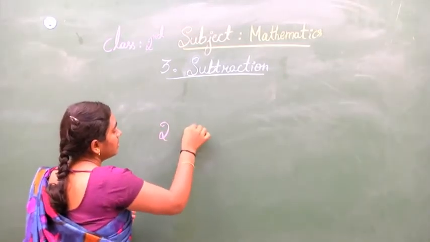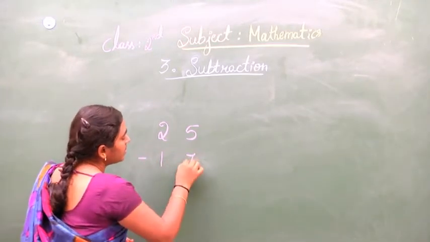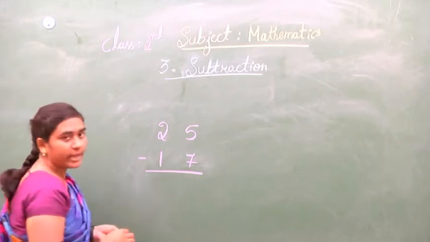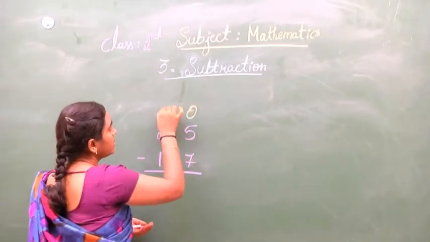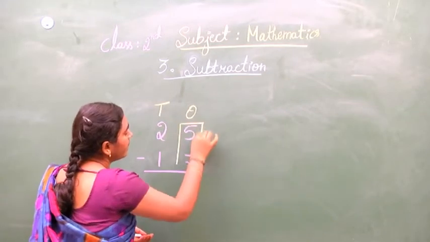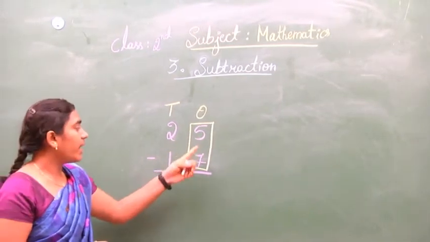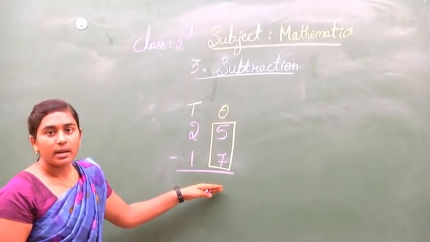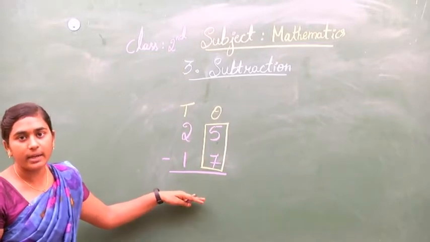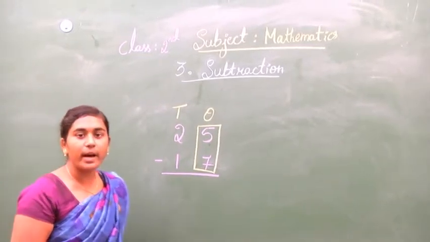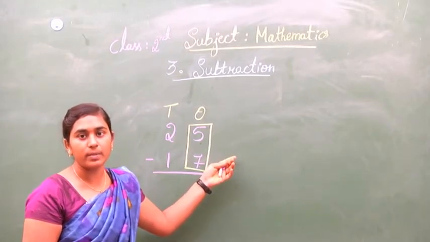The question is 25 minus 17, and we are subtracting 17 from 25. As you can observe, the numbers in the ones place are 5 and 7. Now from 5 you cannot subtract 7, right? Can you? From 5 can you subtract 7? It is not possible, right?